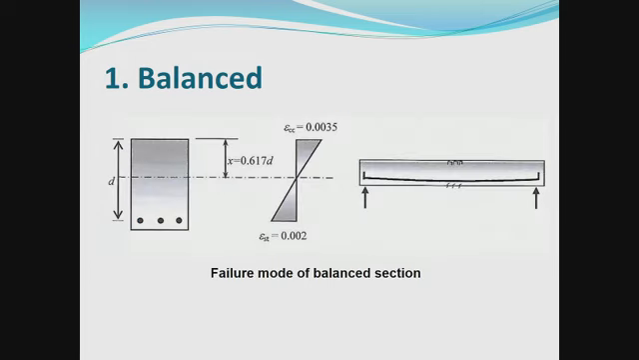So, the concrete crushes and the steel yields simultaneously at the ultimate limit state. The compressive strain of concrete reaches the ultimate strain, while the tensile strain of steel reaches the yield strain simultaneously. As you can see in the figure here, for the failure mode of balance, the depth of the neutral axis is equal to 0.617d. This is the failure mode of a balanced section.